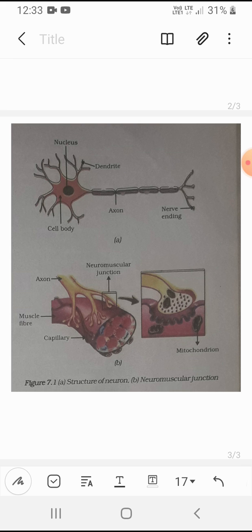From there it will go to the next. If one neuron is there, for the next neuron there will be another nerve ending. This dendrite will send that message to the next neuron, and that neuron will send it to the next neuron. This happens in a few seconds, so that we respond suddenly.